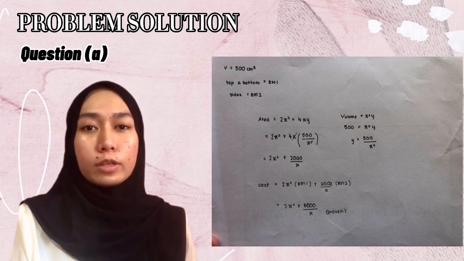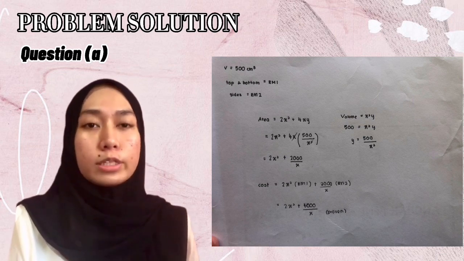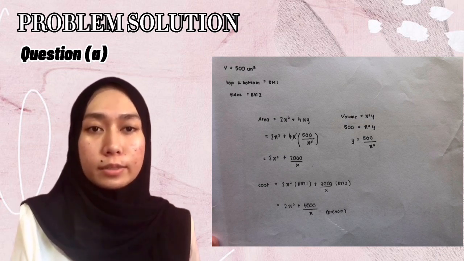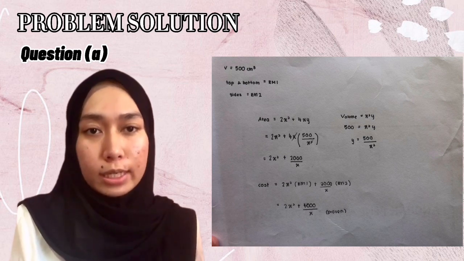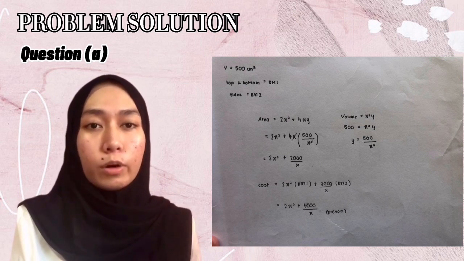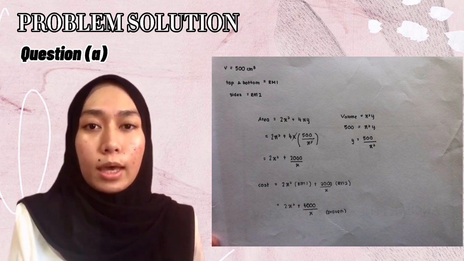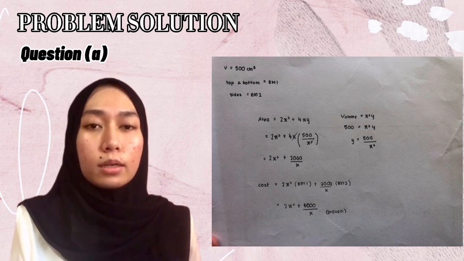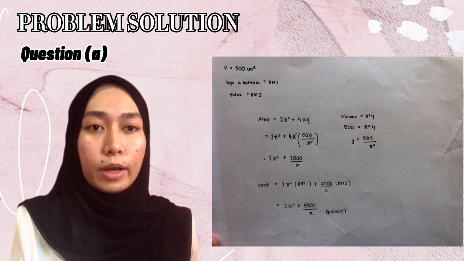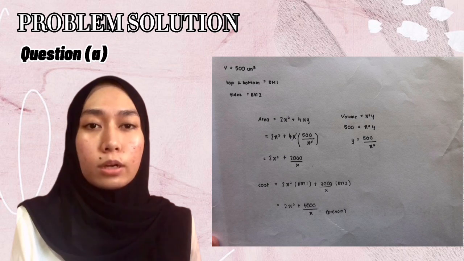Assalamualaikum. I'm going to answer question A, which is to prove the total cost stated. Okay, so in the question, they gave us the volume of the rectangular container, which is 500 cm cubed, and stated that the bottom and top of the container will cost RM1. Meanwhile, for the side, it will cost RM2.